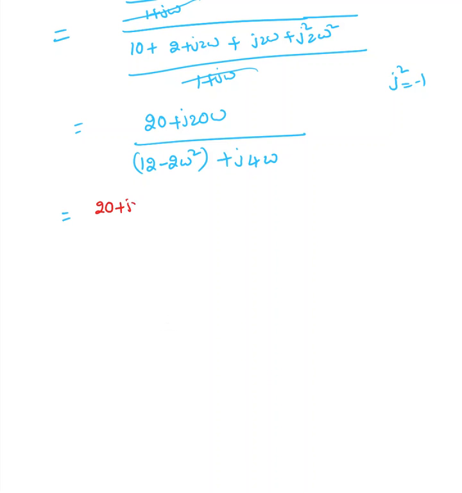So I have 20 plus j20 omega. It looks like w, it's not w, it's omega. We call that omega, the angular frequency. 12 minus 2 omega square plus j4 omega. Now I'm multiplying with the complex conjugate. The complex conjugate is nothing but, say z equals 2 plus j4, and z conjugate equals 2 minus j4. Okay, so that's what I'm doing.